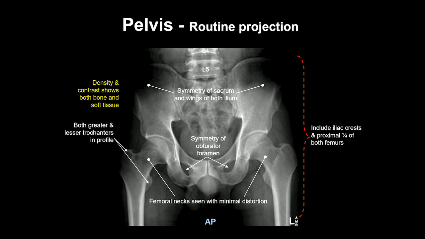Moving on to the pelvis. Again, you want to be able to see bone as well as soft tissue. There should be symmetry between the sacrum and the wings of both of the ilium. There should also be symmetry between the obturator foramen. The femoral neck should be seen with minimal distortion, so you want to see nice elongated necks. And then both the greater and the lesser trochanter should be seen in profile. You need to include the whole iliac crest on your pelvis and the proximal quarter of the femurs as well.